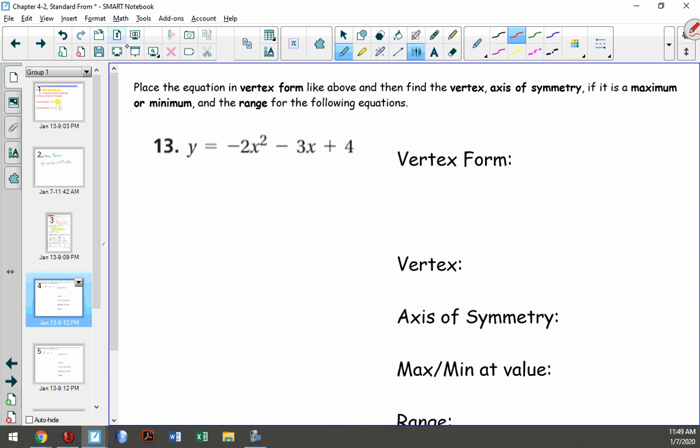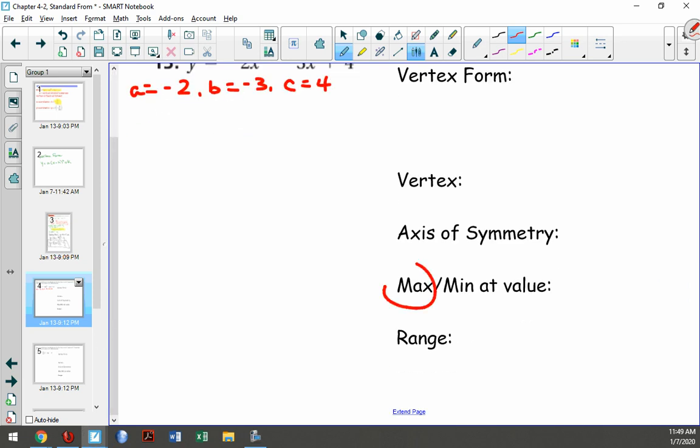First thing you need to do is what? A, B, and C. What is A? What is B? And what is C? Okay, now, the very first thing that your brain should notice is my A value. What is my A value in this problem? Negative 2. What does the negative 2 tell me about this problem? It is reflected, which means instead of having a minimum value, I now will have a maximum. So I'm going to come over here, and I'm going to simply circle max, because I know I'm going to have it, because this thing is reflected, because my A value is negative. When your A value is negative, it's reflecting how the maximum is set. Do we all understand that?